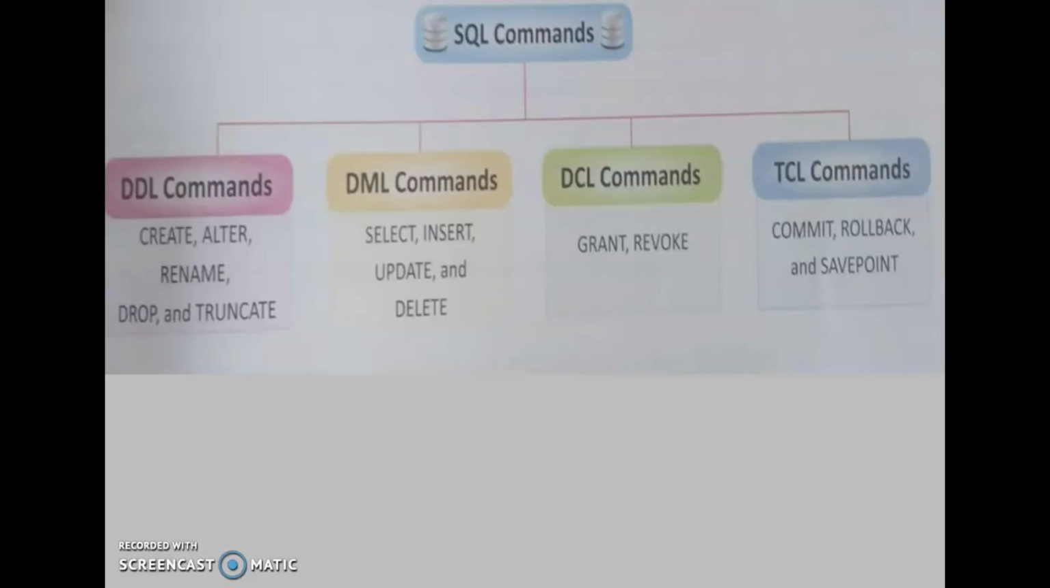SQL commands, 4 different types of commands: DDL commands, DML commands, DCL commands, and TCL commands. DDL commands: create, alter, rename, drop, and truncate. DML commands: select, insert, update, and delete. DCL commands: grant, revoke. TCL commands: commit, rollback, and save point. These are the examples for each command.